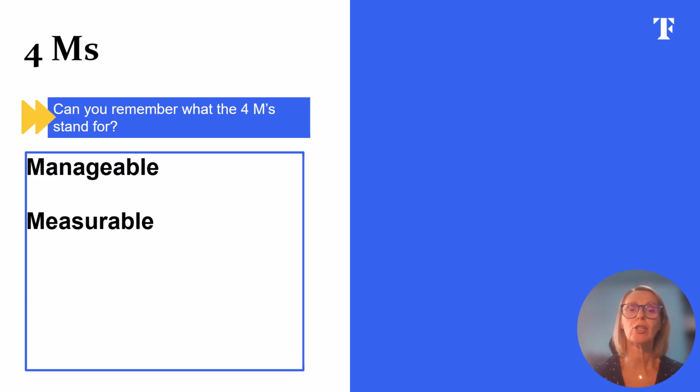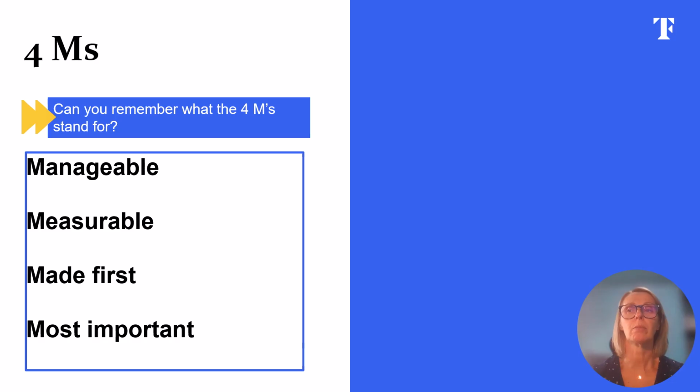It should also be measurable. Can you measure it? Can you assess that the pupils have gained the knowledge or the skill in relation to the objective that you have set? It should then be made first, as we've already said, before you start planning your activities. Most important, does the objective include the most important information? And is it going to explain to the pupils what they are learning in that lesson? So now let's have a little look at some lesson objectives and consider them against these 4 criteria.